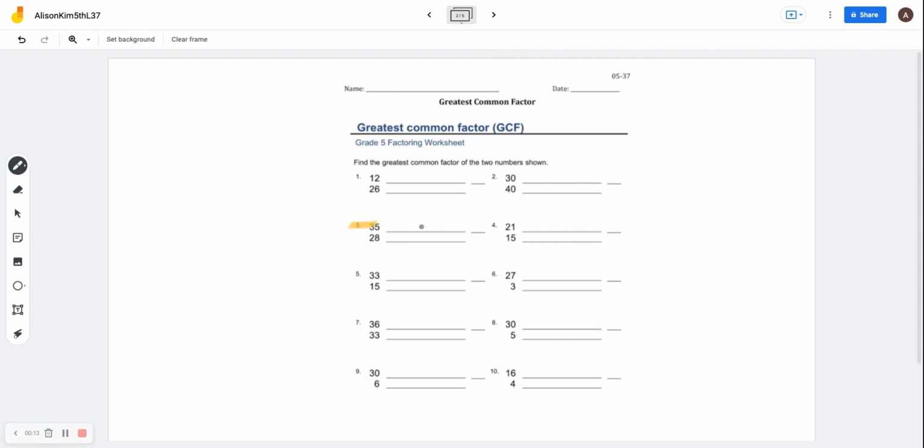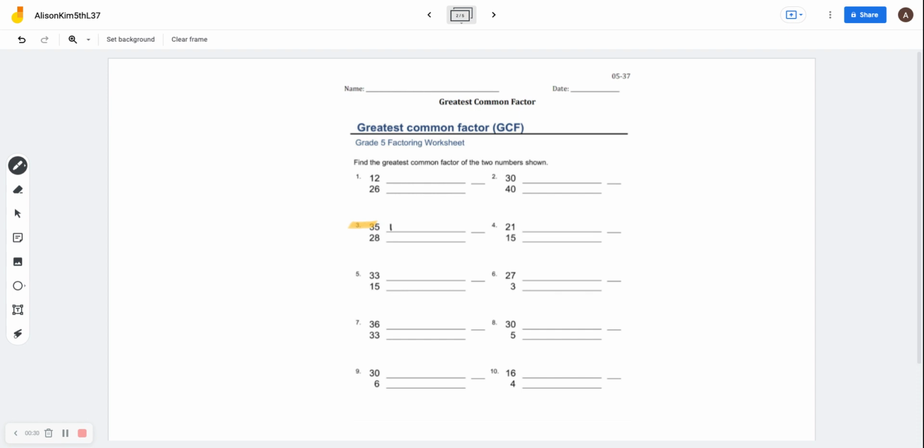Number 3 gives us two numbers, 35 and 28, and it wants us to find the greatest common factor of the two numbers shown. So we need to find the number that is a factor of both 35 and 28. So let's list the factors of 35.